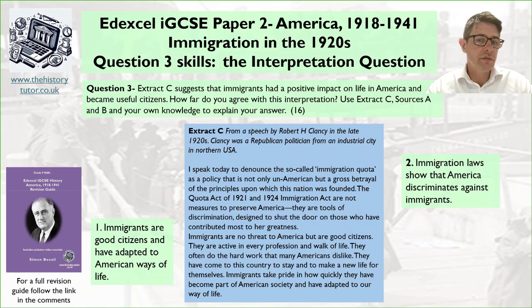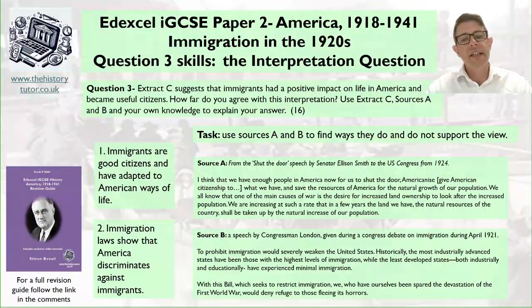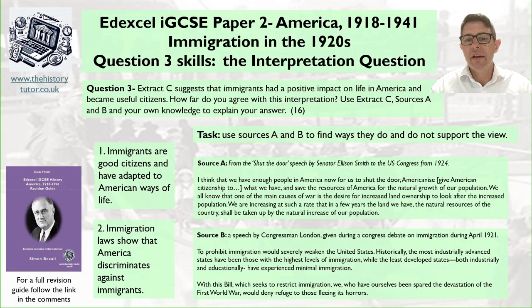Now we've got those views from the extract. Let's start thinking about what the sources have got to say. We find ways the sources do and do not support the views. So we've got the idea in extract C, that's a very positive view of American immigration and all these immigrants coming into America as per the statement in the question. Let's see how source A and B support or don't support this. So pause me now and come up with some ideas.